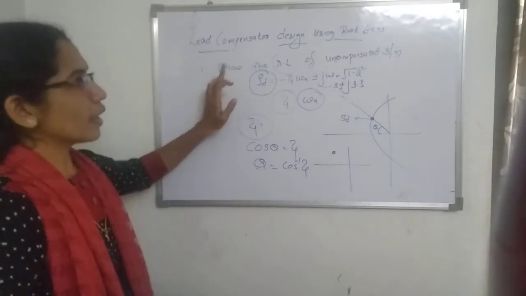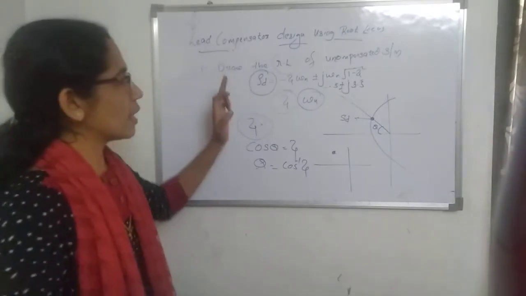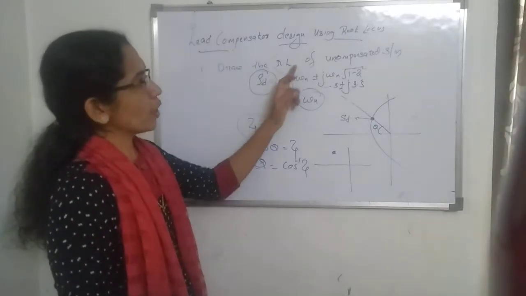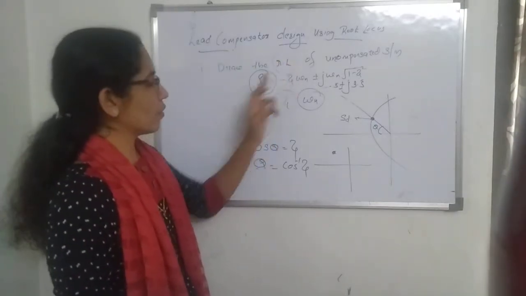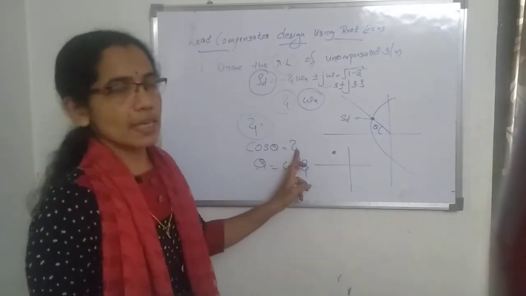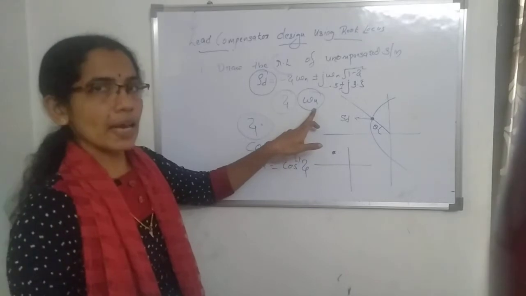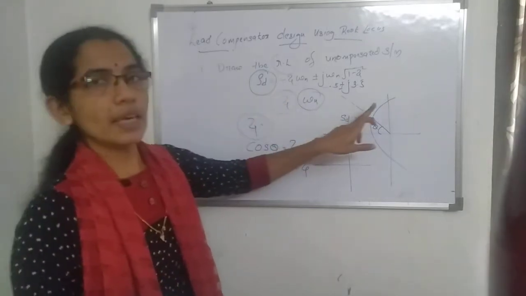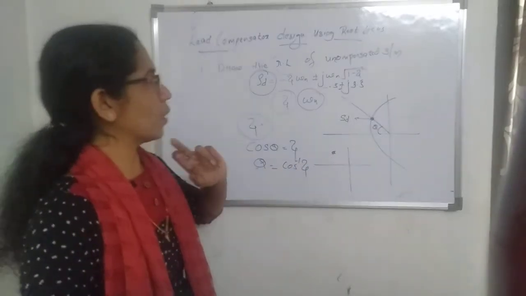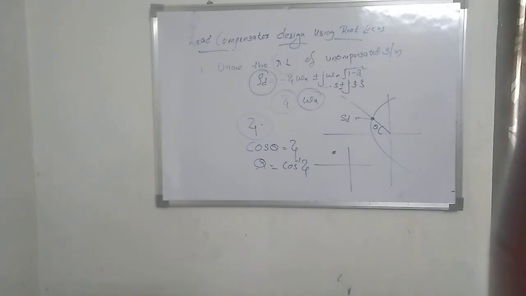First step: draw the root locus of the uncompensated system and find the dominant pole SD. We need to draw the root locus only when we know just the damping ratio zeta. If both zeta and omega n are known, there is no need to draw the root locus; just mark the point, the dominant pole SD. That is the first step.